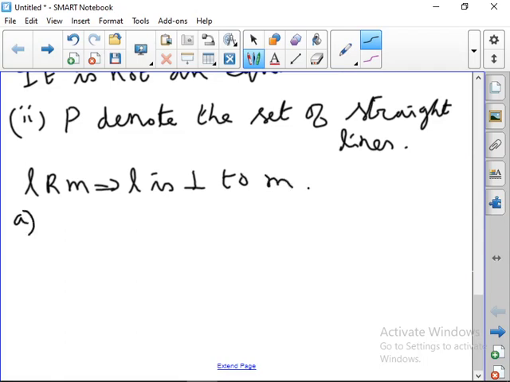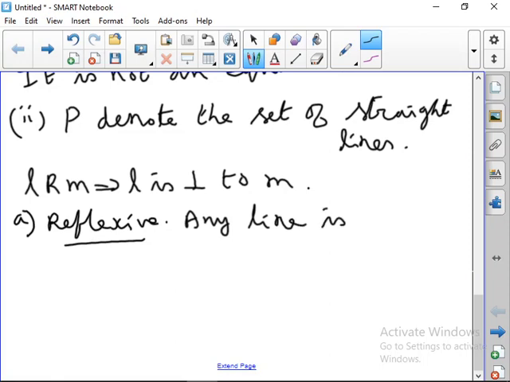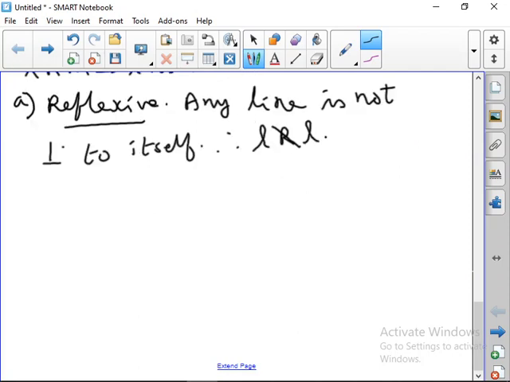So first one we will take reflexive. Any line is not perpendicular to itself. So therefore L is not related to L. Therefore R is not reflexive.